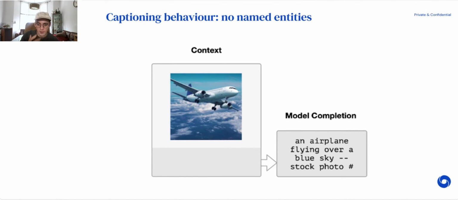So it says, "this is an airplane flying over the blue sky." And then you see some kind of noise where it's a stock photo and there's some random symbol. But when we don't give it any text prompt for what we want the output to be, it defaults to captioning and matching the behavior of the Conceptual Captions data set, right?